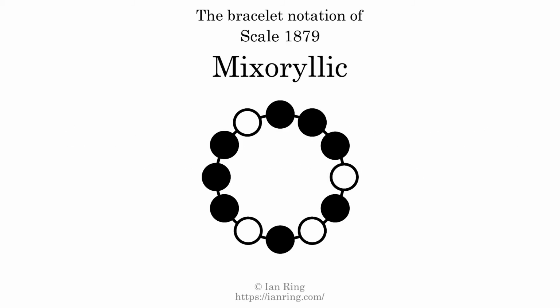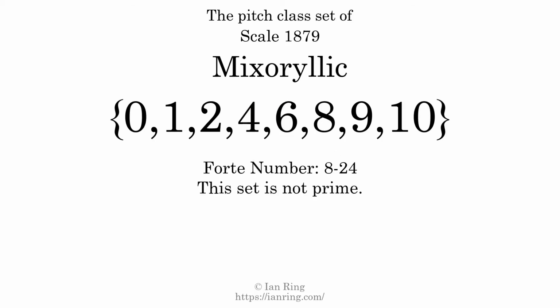This is a bracelet notation diagram of scale 1879. The shaded circles represent tones that appear in the scale, and they are read clockwise, starting at the top. The pitch class set for this scale is 0, 1, 2, 4, 6, 8, 9, 10. The Forte class is 8-24. This set is not prime.